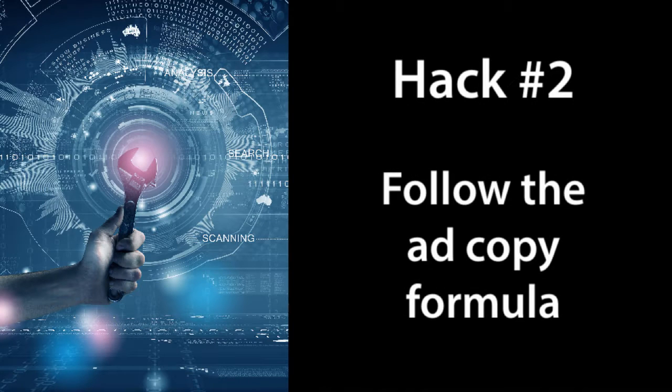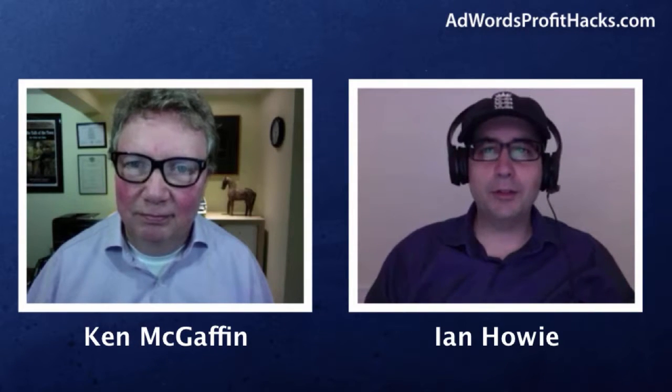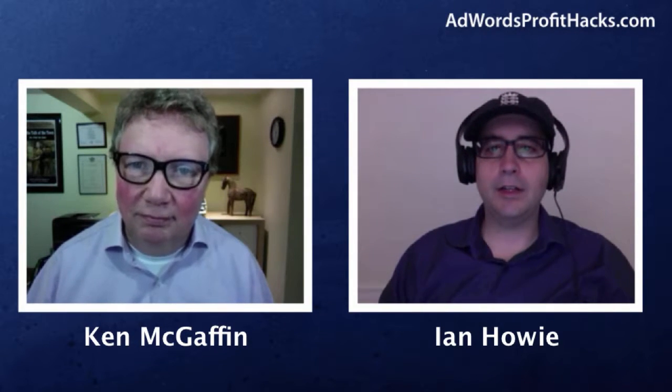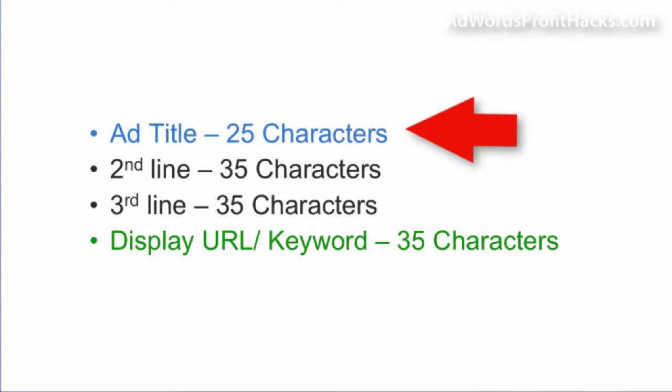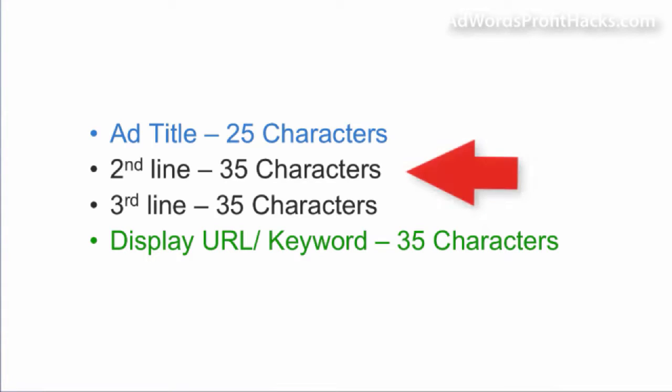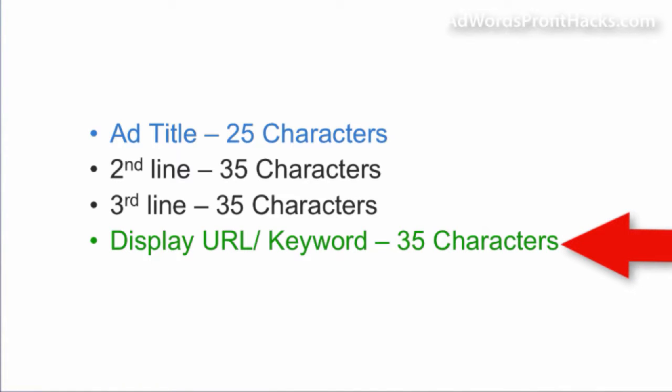So let's move on to hack number two, which is the ad copy formula. Again, I think this is intriguing. Yes, so with Google, one of the things that people get very scared about is the fact that you haven't got much text. You've only got 25 characters in the blue headline, the ad title. You've only got 35 characters in the second line, and 35 in the third line, and then you've got a display URL where you could put in a keyword that's still only 35 characters. So a lot of people think, hey, there's no way I can write an effective ad.